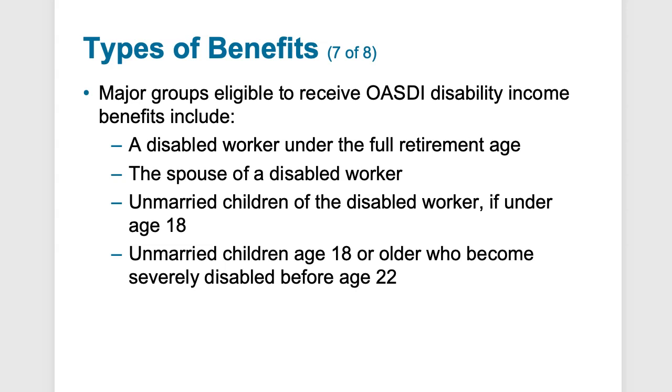Now, the major groups able to receive this disability income benefit: disabled workers under full retirement age. Once you hit retirement age, there is no disability available to you because disability is meant to replace active work income under the retirement age. So once you hit the retirement age, you only get Social Security. You don't get both disability and Social Security. Also the spouse of a disabled worker, unmarried children if under the age of 18, and unmarried children age 18 or older who become severely disabled themselves before age 22. So these are all other people who will receive benefits under this grouping as well.